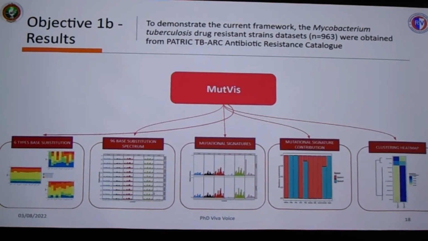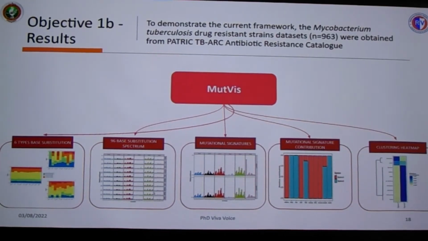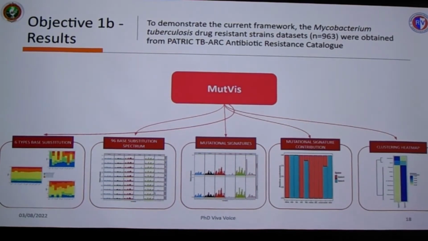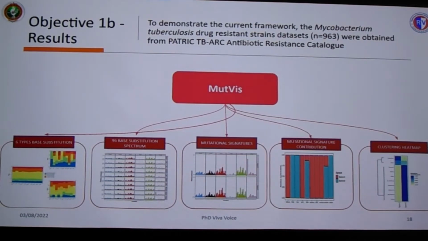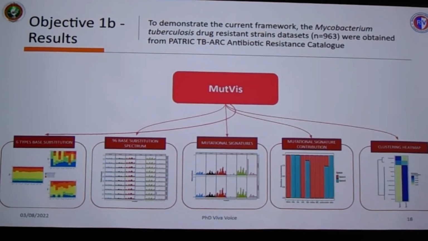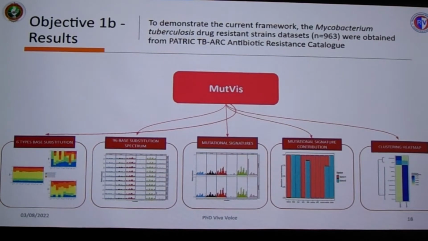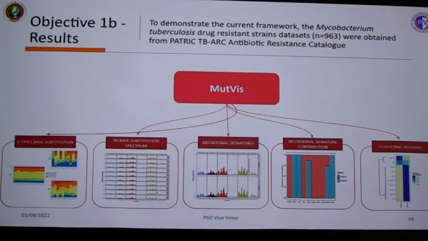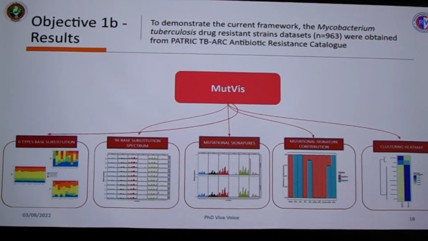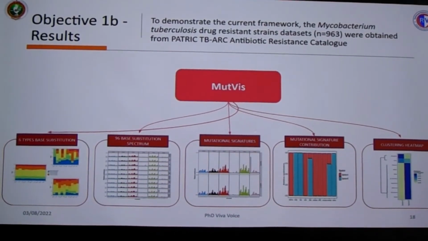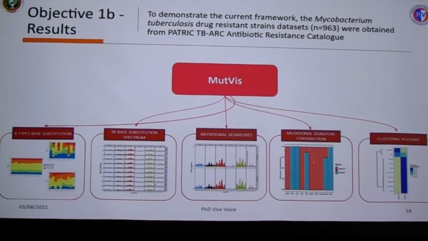And then, as I told, we have 96 base substitution spectrum. So for these 6 classifications, we will also consider the 5' and 3' end of the mutation, which will be extended to the 96 base substitution matrix to get further resolution into the data classification. Finally, on this, we will apply the data reduction technique to derive the mutational signatures. Finally, we'll be observing these 2 mutational signatures as a relative contribution in each of the samples.